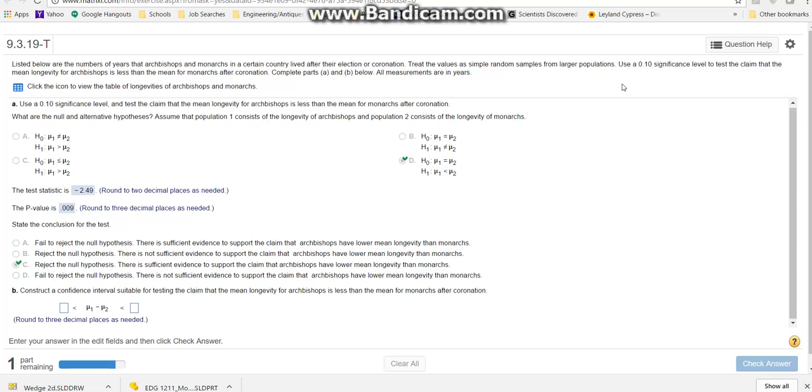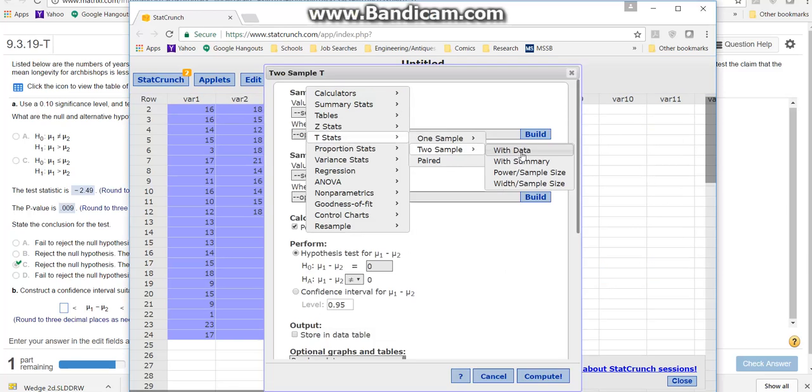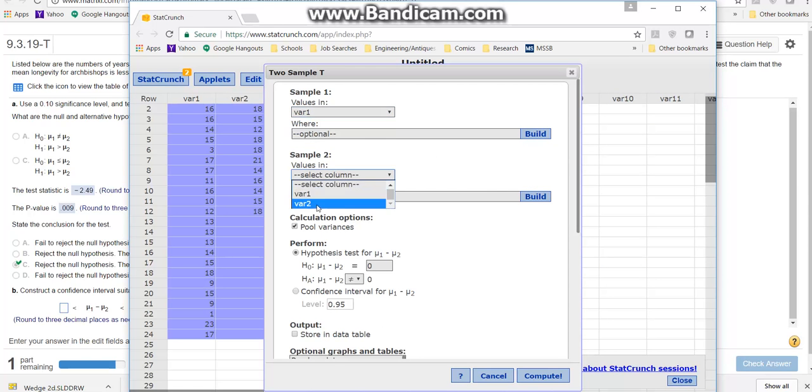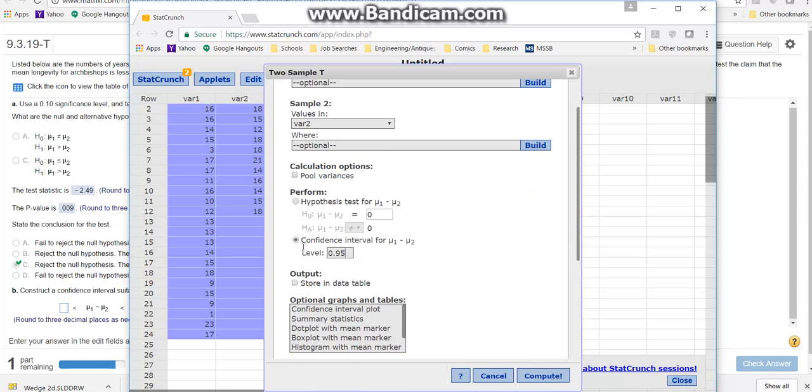Okay? So again, why did I have to do that? Because in order to make an equivalent confidence interval, I have to have the same alpha. But all confidence intervals are two-tail tests. Therefore, I have to have 0.1 per tail for a total of 0.2, which means the confidence level is going to be 0.8. So again, go back to StatCrunch, Stat, T Stats, Two Sample, With Data. Again, var1 and var2, unpooled. And then I want to go down here to CI, and I have to make this 0.8.